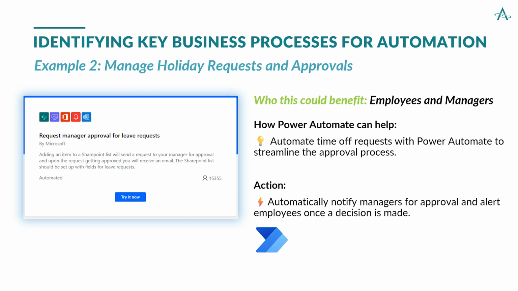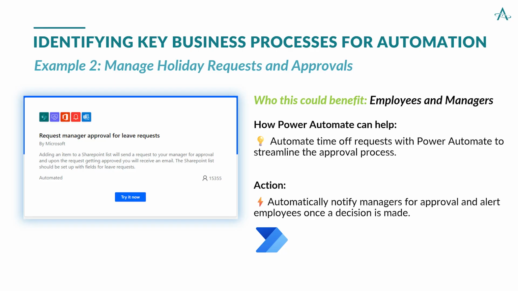Imagine the typical process for requesting time off. An employee submits a request, and then there is a series of emails or approvals that can sometimes slow things down. With Power Automate, we can create an automated approval process that streamlines this entirely.